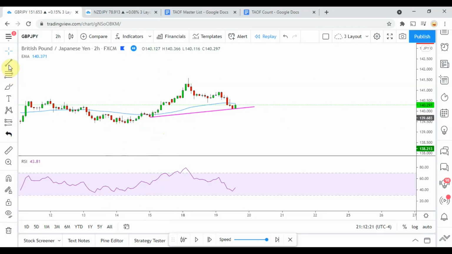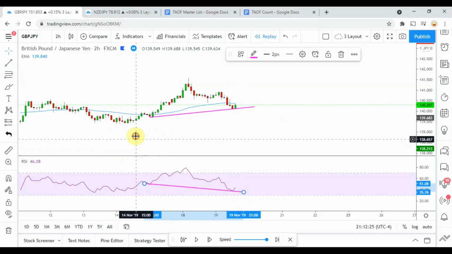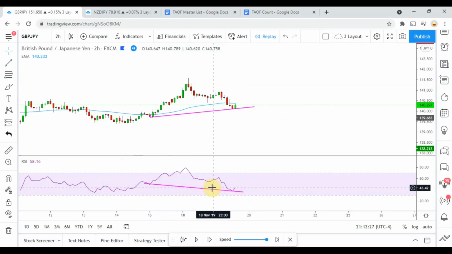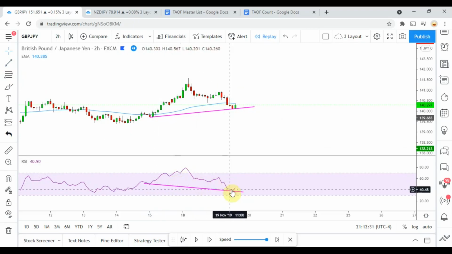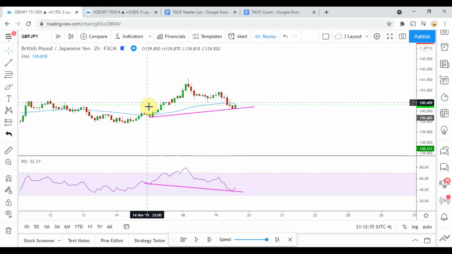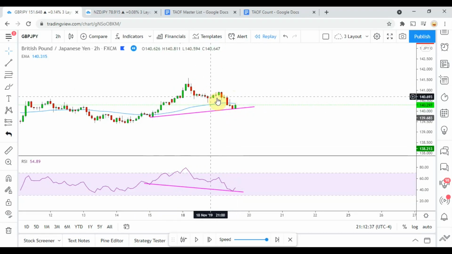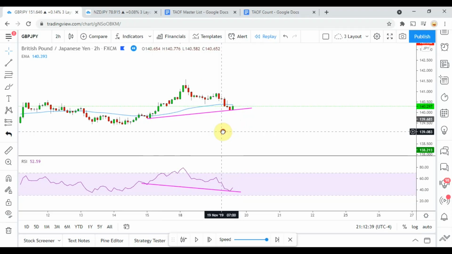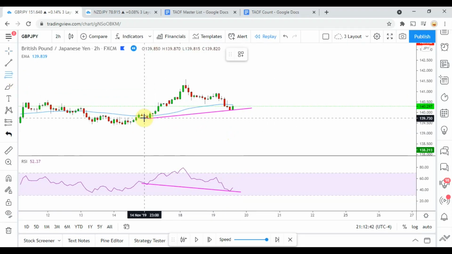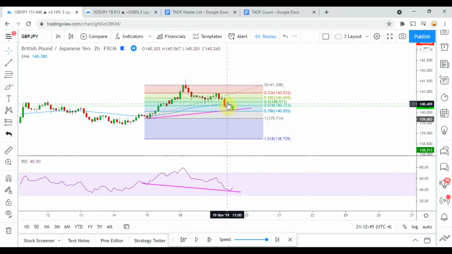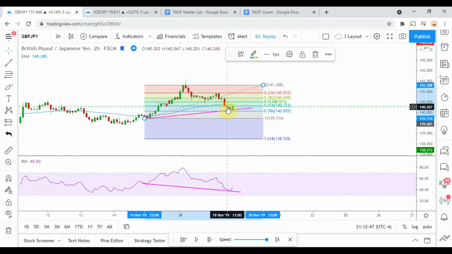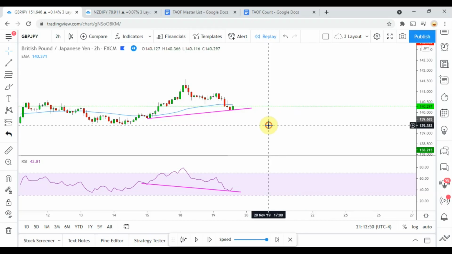So you can see right there we have that point, and from that point to that point we have the hidden divergence. This would be a bullish hidden divergence. RSI is making lower lows, and the price action is working its way up. And then we draw our fib level from there to there. You can see that this price action easily came back and hit the 50% and more.